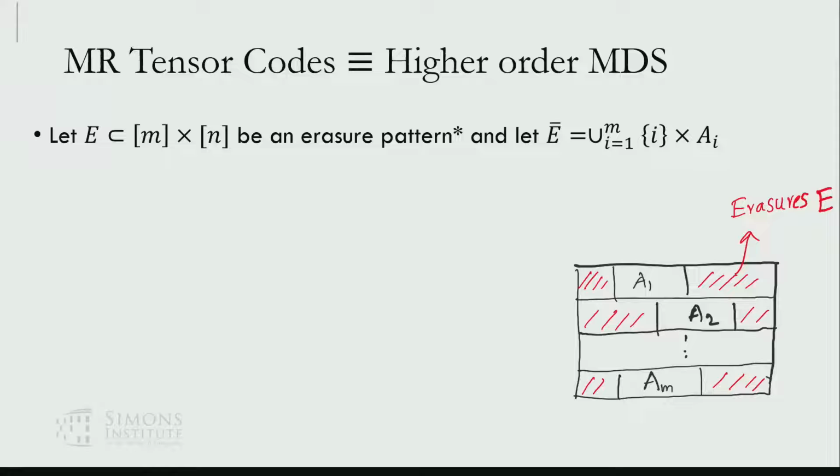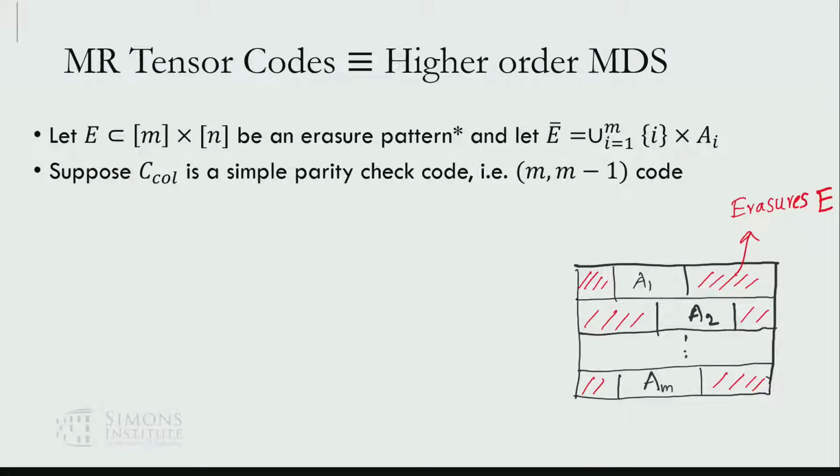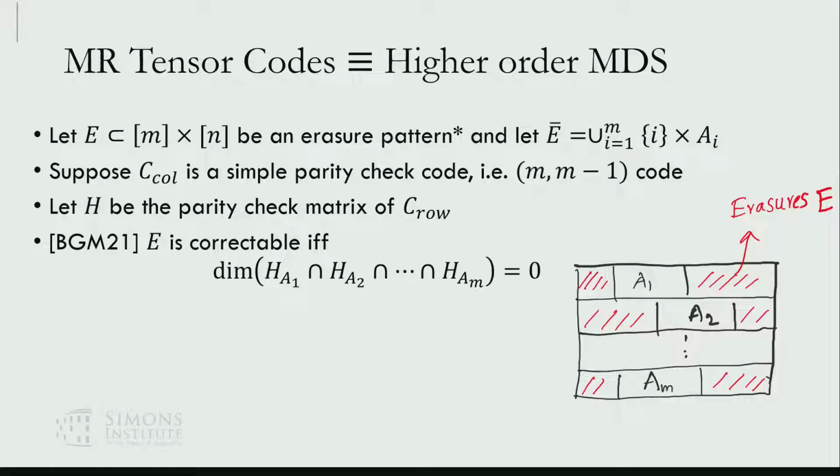Let's say E is some erasure pattern, which means that this red region is the erasures. Its complement is the sets A1 to AM. These are the non-erasures, and the red region is the erasures. Further, let the column code be a simple parity check code. It just has one constraint: the sum of the entries in each column is 0. So it's an (m, m minus 1) code. Let's say the parity check matrix of the row code is H. Then it turns out that this erasure pattern is correctable if and only if the dimension of the intersection of HA1, HA2, and HAM is 0.